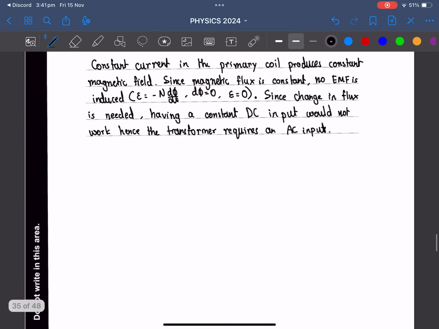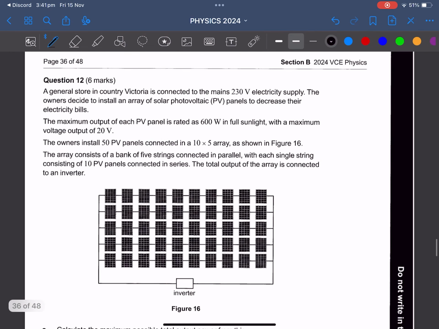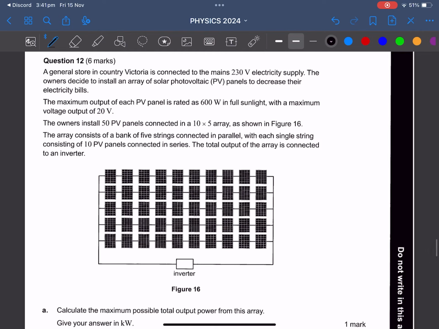Okay, guess that makes sense. Yep. Alright, so question number 12. A general store in country Victoria is connected to the mains 230 volts electricity supply. The owners decided to install an array of solar photovoltaic PV panels to decrease their electricity bills. Fair enough. The maximum output of each PV panel is 600 watts in full sunlight, with a maximum voltage output of 20 volts, okay?